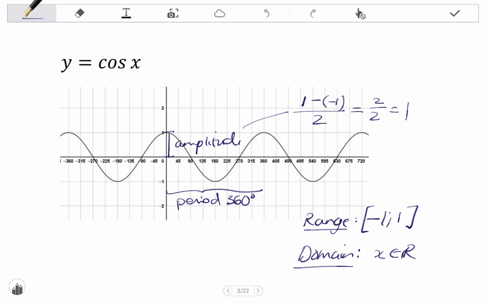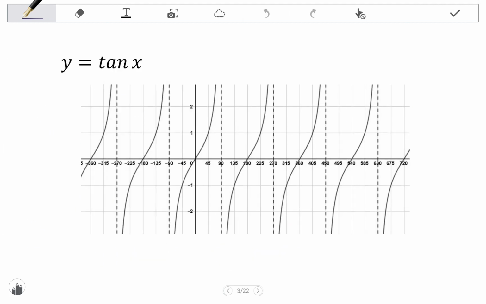Okay. Moving on to the tan graph. The tan graph is now very different to the cos and the sine graph. And remember that your tan graph has asymptotes, and these occur where the angle is 90 degrees, or if we add multiples of 180 degrees, where k is an element of integers. Now, asymptotes are where the graph is undefined. Okay, the period for the tan graph is just 180 degrees.